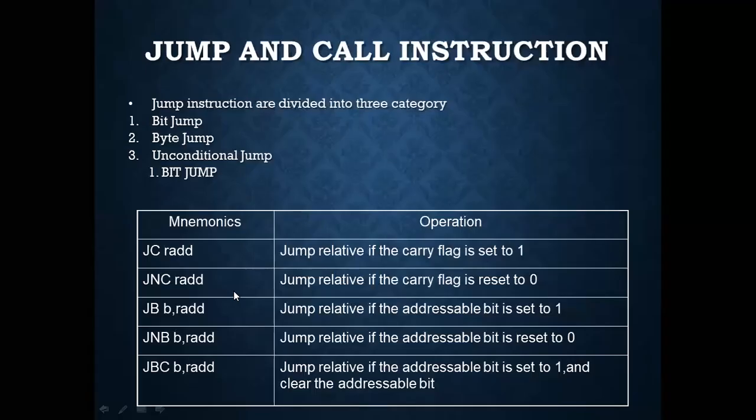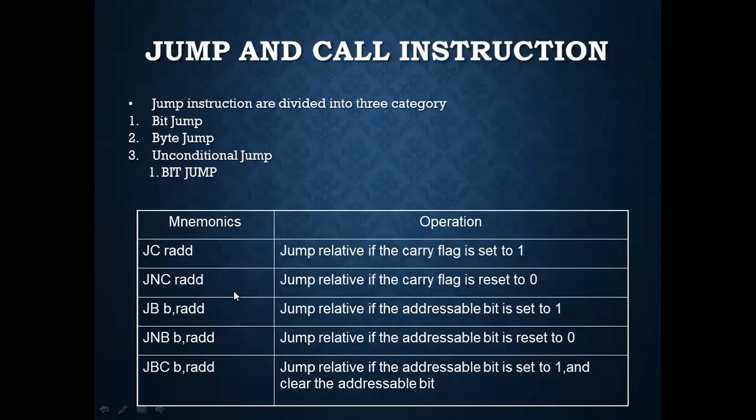So jump relative address is an address. For now, forget about everything else and consider this R add as an address. JC means jump to the relative address if the carry flag is set to 1. Similarly, jump to the relative address when the carry flag is set to 0, that is JNC relative address.